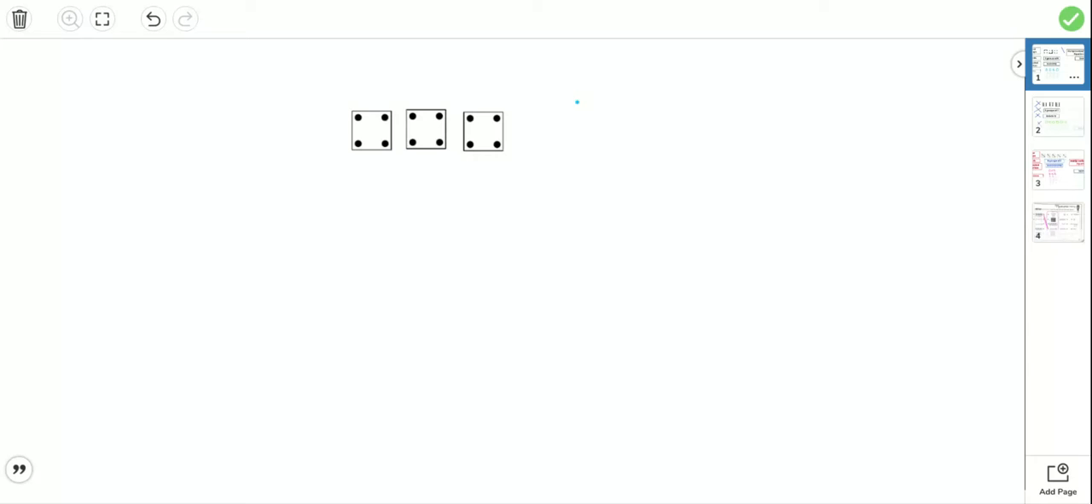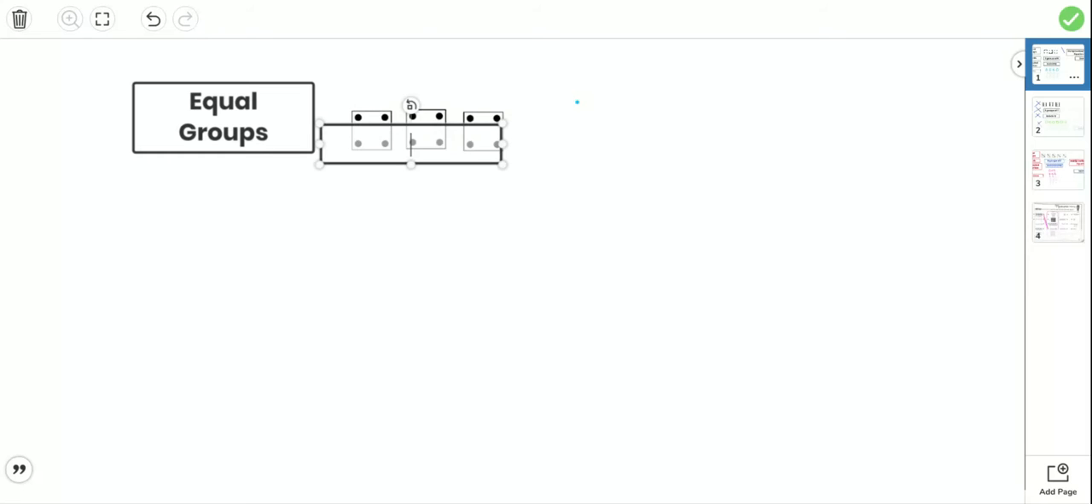So the first one is given to you, that is equal groups. Let me put the name here. Equal groups. Okay. And this is one of the ways you can show multiplication, but we've learned a lot more.